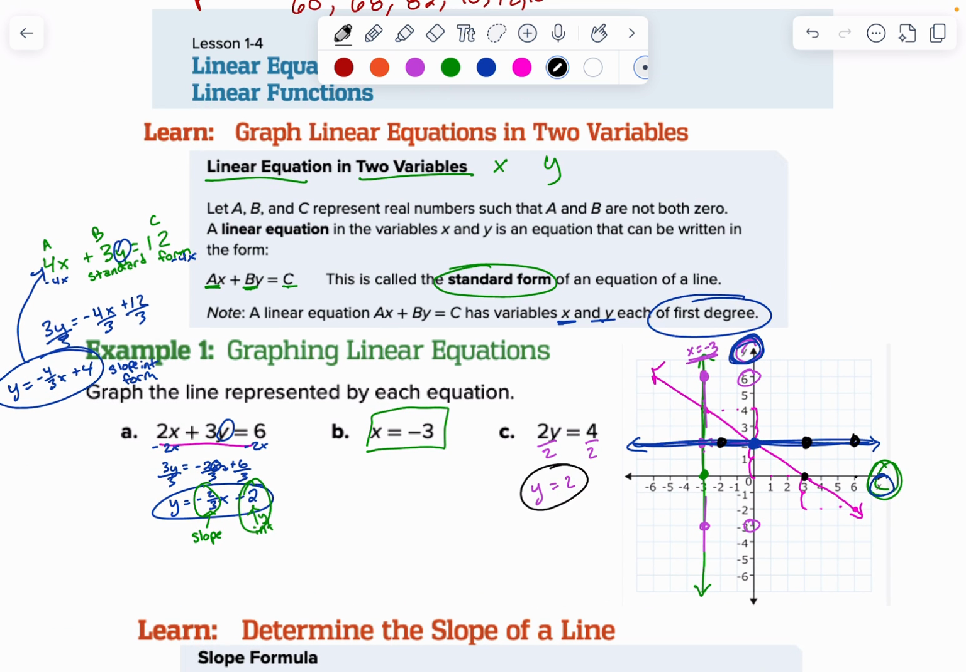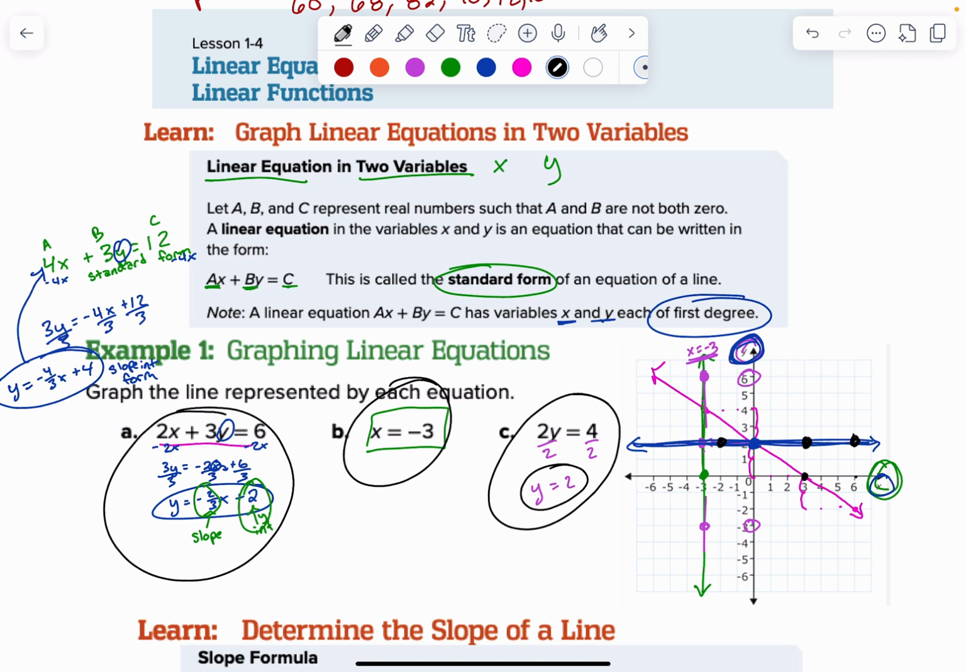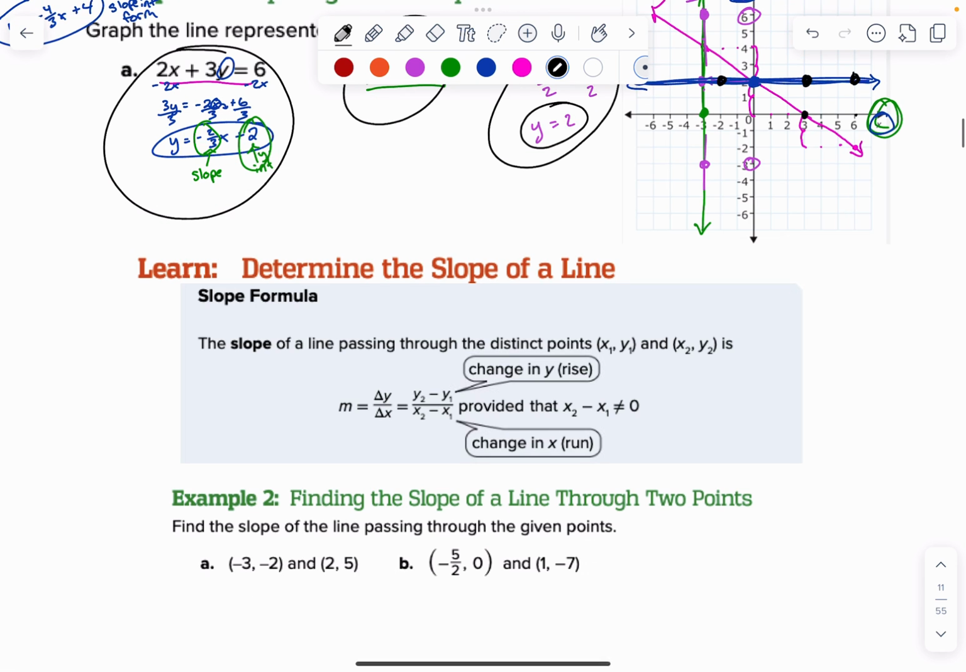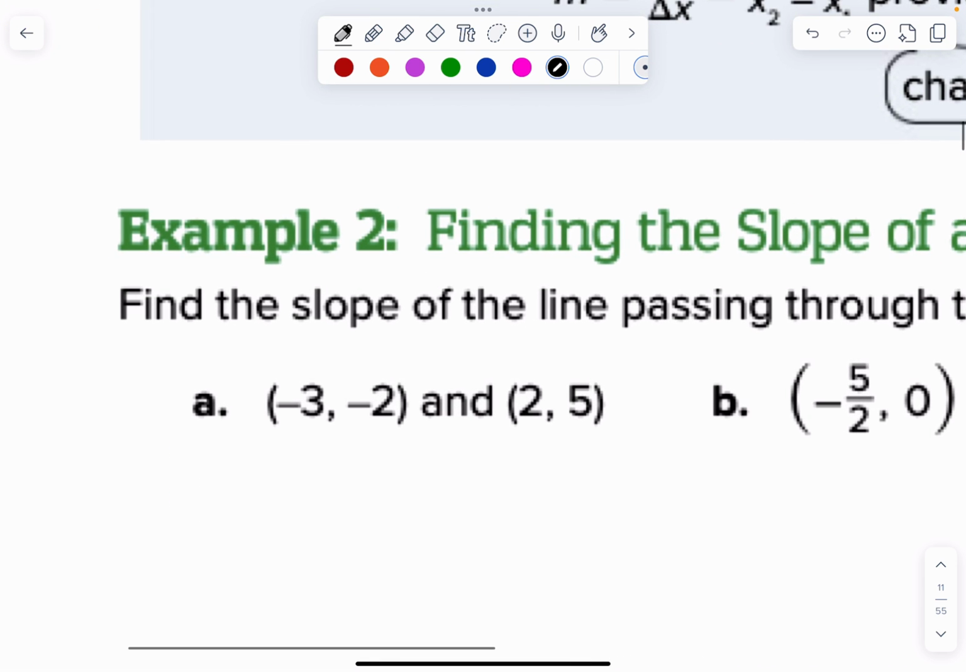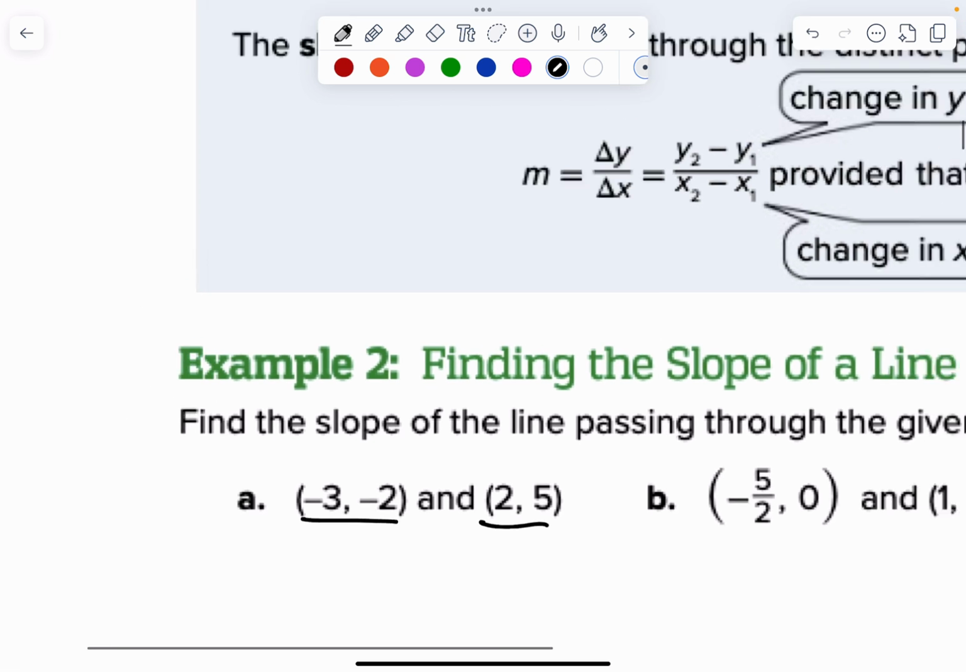All right, so that is that. That's graphing linear equations, slope-intercept form, and then x equals, y equals. Those are just going to be horizontal and vertical lines, all right? Determining the slope of a line. All right, let's say instead of giving me the equation of the line, they give me these 2 points that live on the line, right? Okay, so I know you guys have seen this before.